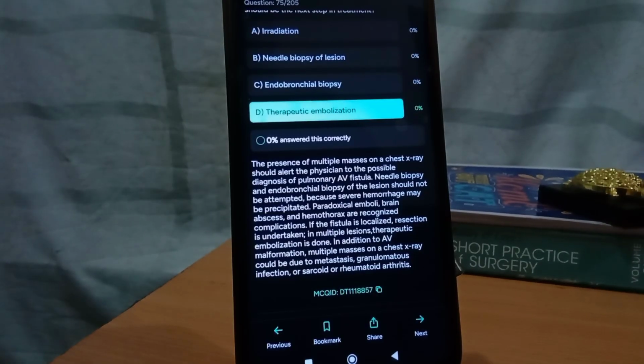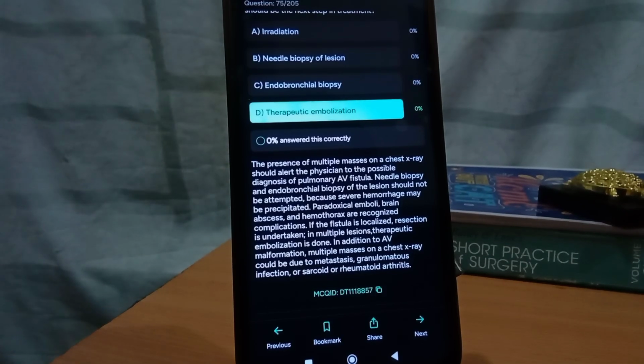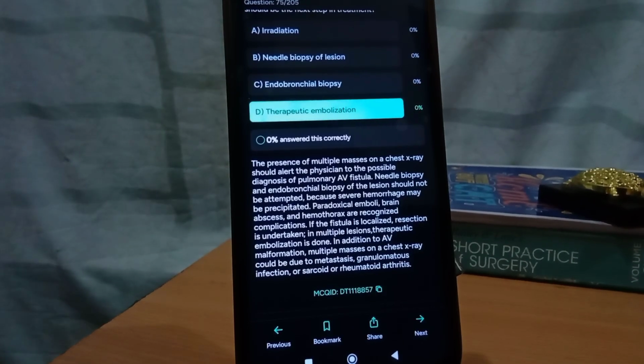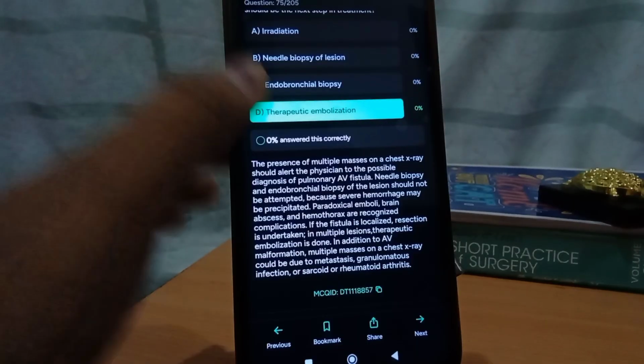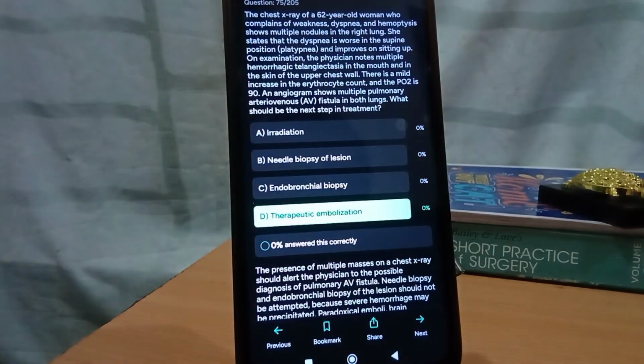Paradoxical emboli, brain abscess, and hemothorax are recognized complications if the fistula is localized. Resection is undertaken. In multiple lesions, therapeutic embolization is done. In addition to AV formation, multiple masses on a chest X-ray would be due to metastasis, granulomatous infection, sarcoid, or rheumatoid arthritis. So the answer is therapeutic embolization.